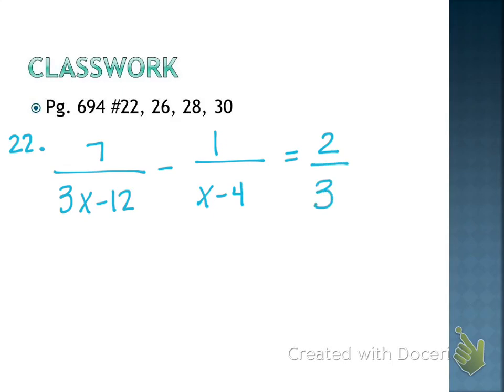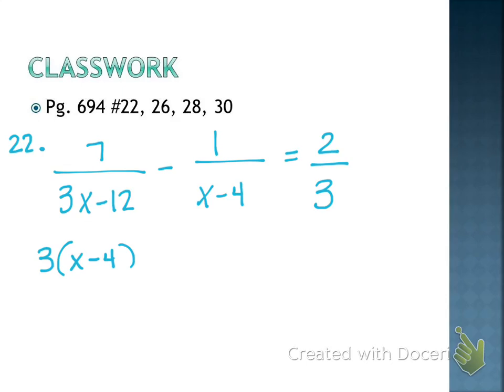All right, on number 22, we have to get a common denominator. But look at our denominators. What do you see that you can do to one of these denominators to simplify it? 3x minus 12. What could I do to 3x minus 12 to simplify it? Exactly, take out my GCF of 3. If I pull my 3 on the outside, what am I going to have left in parentheses? 1x minus 4.